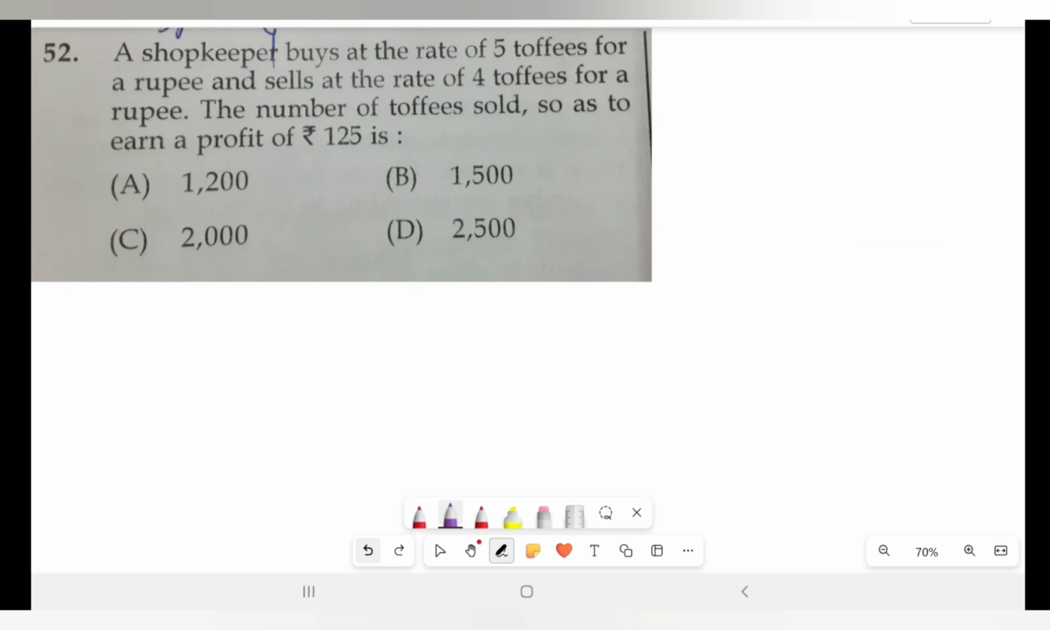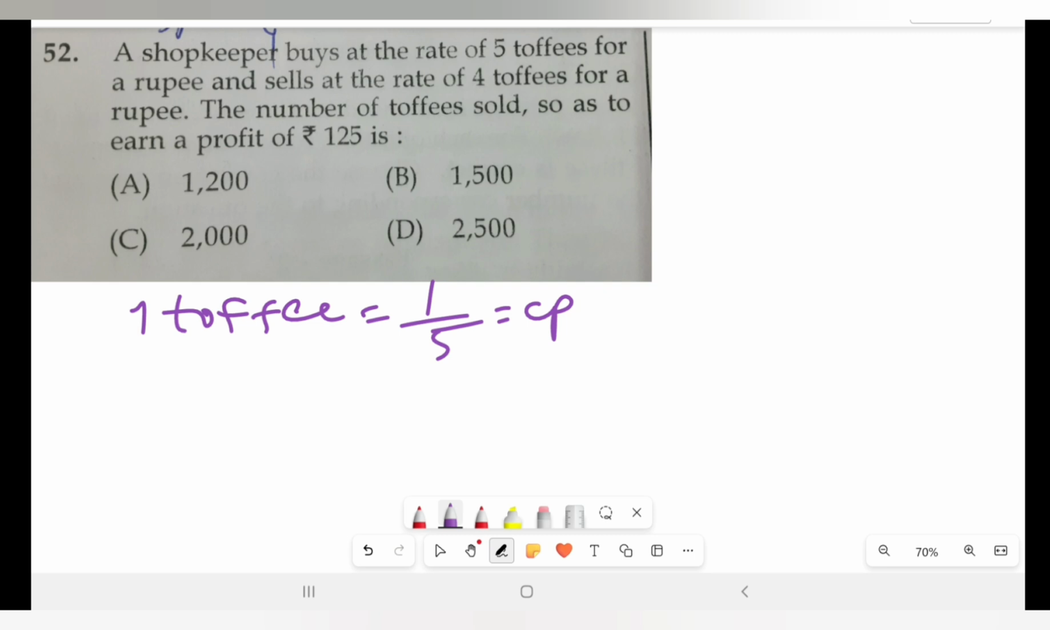Here in this question, a shopkeeper buys at the rate of 5 toffees for 1 rupee. So 5 toffees for 1 rupee. But what about 1 toffee? So 1 toffee is equal to 1 by 5 rupees, right? So 1 rupee divided by 5 is the cost of 1 toffee.